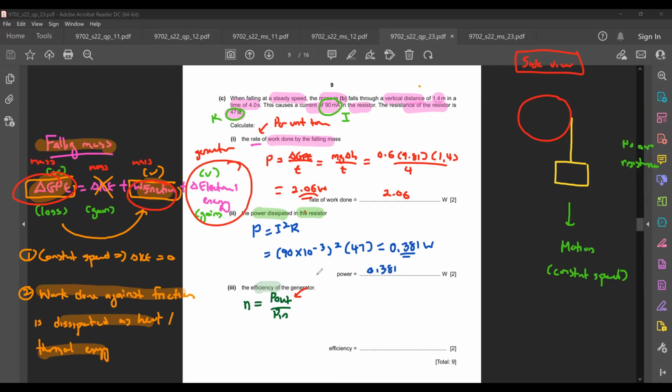Your output power is your power dissipated by resistor. Your input power is actually the loss in your GPE. Power loss due to GPE. Oh, no. Rate of GPE loss. Because I'm talking about per unit time here. Power is per unit time, okay? That's why I worded it as rate of GPE loss.